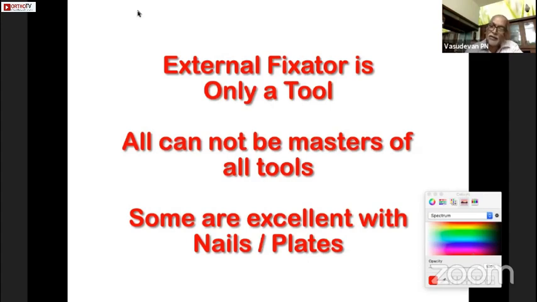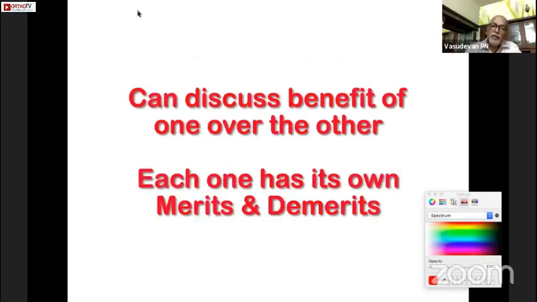All cannot be masters of all tools. Some people are excellent with nails. Some people are excellent with plates. Some people are good in all. So whatever it may be, the result should be the final planning and final correction. So stick on to that. That gives the result, not the tool. The final end result is the one which is going to give the result. So we can discuss the benefit of one method over the other. And each one has its own merits and demerits.